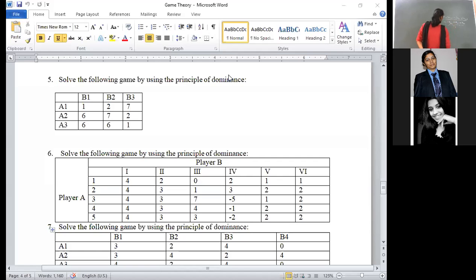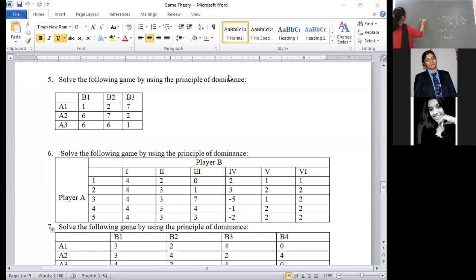To find out optimal strategies for player A as well as player B, what is the formula? P is equal to A22 minus A21 upon D. Q is equal to A22 minus A12 upon D. These formulas we learn, for player A with strategies A1, A2, if it is a 2 by 2 matrix. If the matrix is 2 by 2, we use this.